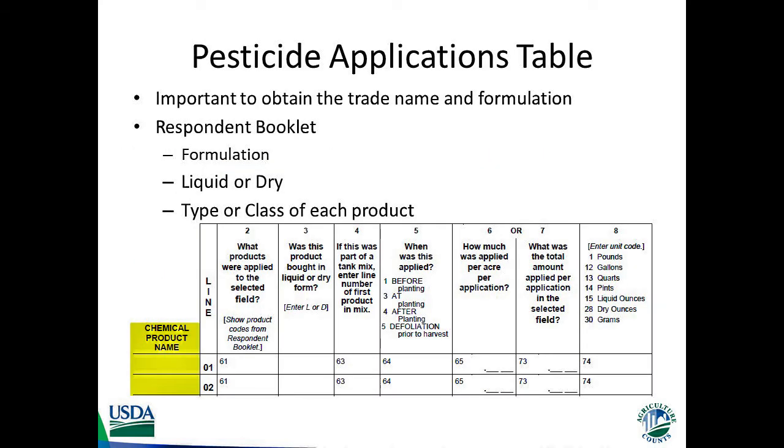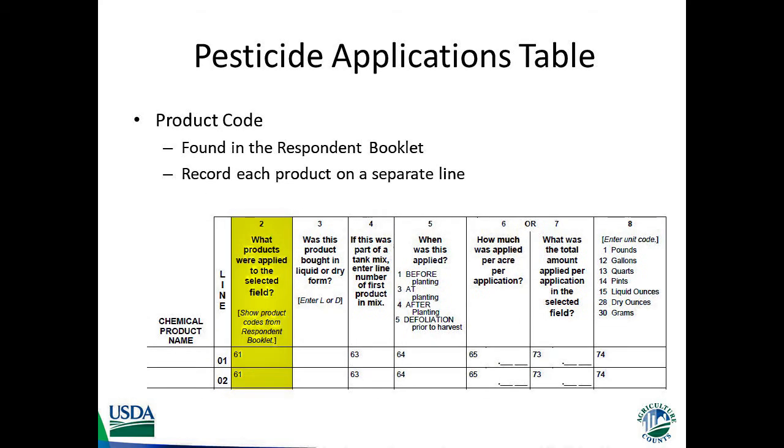When collecting the pesticide application information, it is important to obtain the trade name and the formulation for the chemical applied. Much of this information can be found in the respondent booklet, which will show formulations, whether it's liquid or dry, and the type or class of each product: fungicide, herbicide, insecticide, or other. It is important to get the formulation correct in order to get the correct product code recorded.